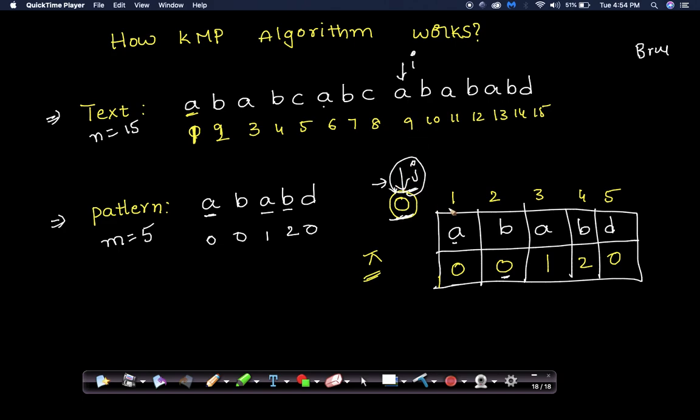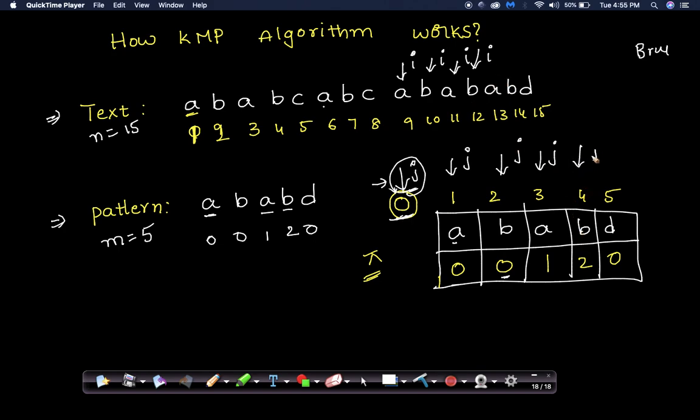Then I compare the j plus 1th index value, which is a, and the ith index value, which is a. Yes, it's a match. I am going to increment the value of j by 1 and the value of i by 1. Then I compare the j plus 1th index value, that is b, yes, it's a match. Then I increment i by 1 and j by 1. Then j plus 1th index value is a and ith index value is a, yes, it's a match. Then I increment j and i, right? Then again I compare the j plus 1th index value, that is b, and the ith index value is b, yes, it's a match.